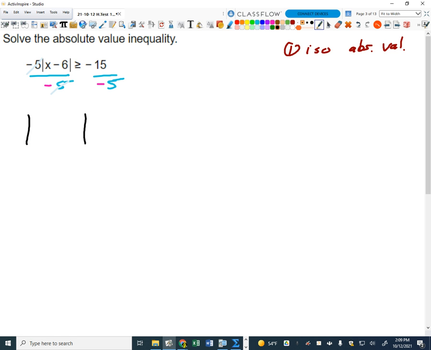On this side, I get negative 15 divided by negative 5 is 3. What do I have to be careful about here, though? Got to flip the sign, don't I? Divided by a negative, so that's going to get flipped around. And I get my isolated absolute value of x minus 6 is less than or equal to 3. So now what? What's the next part of the process? Good, I'm going to set up the two cases. And in the case of an inequality, I'm going to set up a compound inequality. The two cases combine into a compound inequality, right?